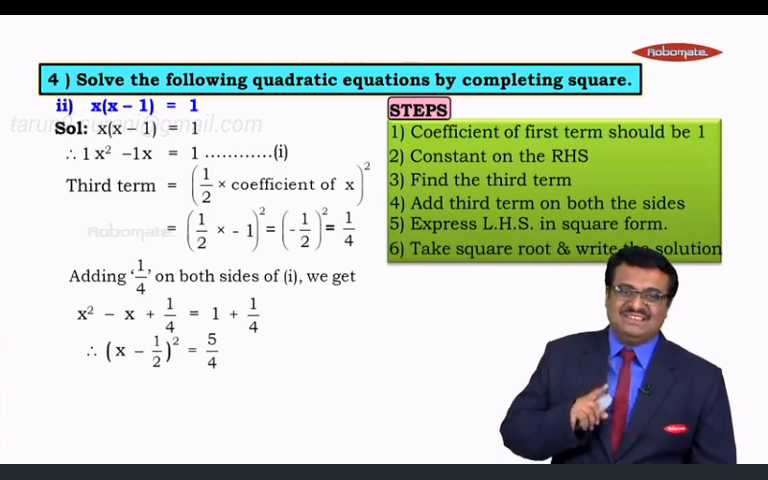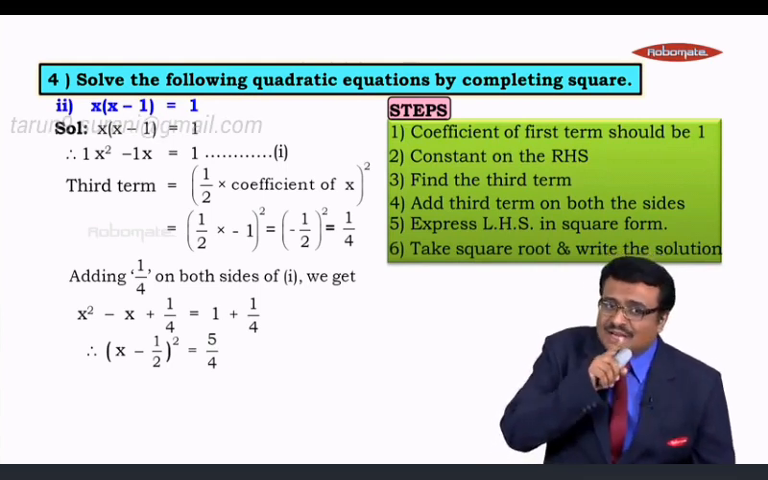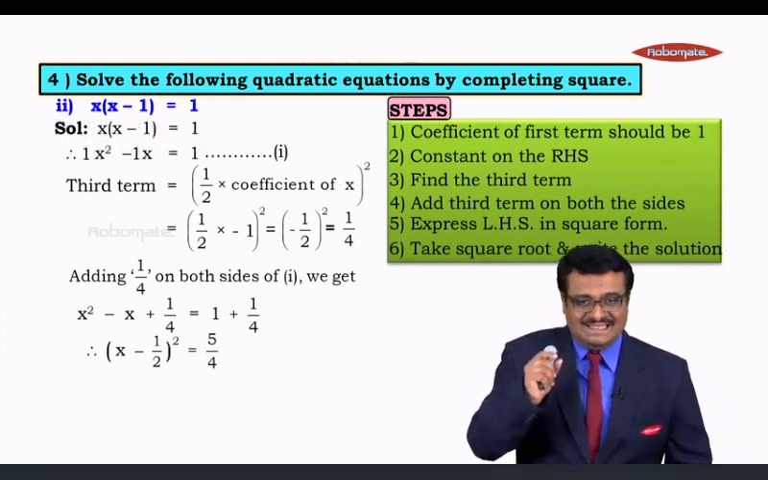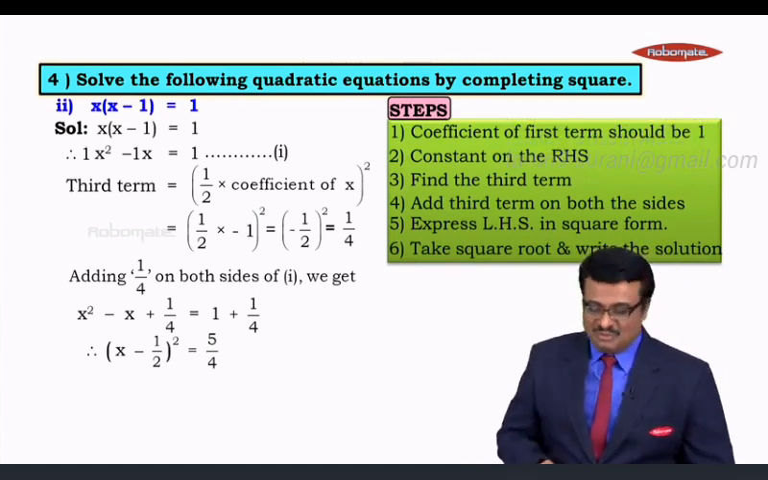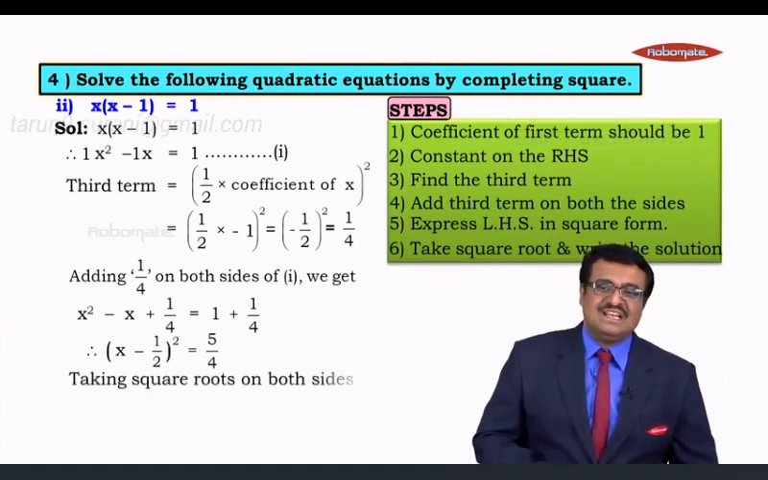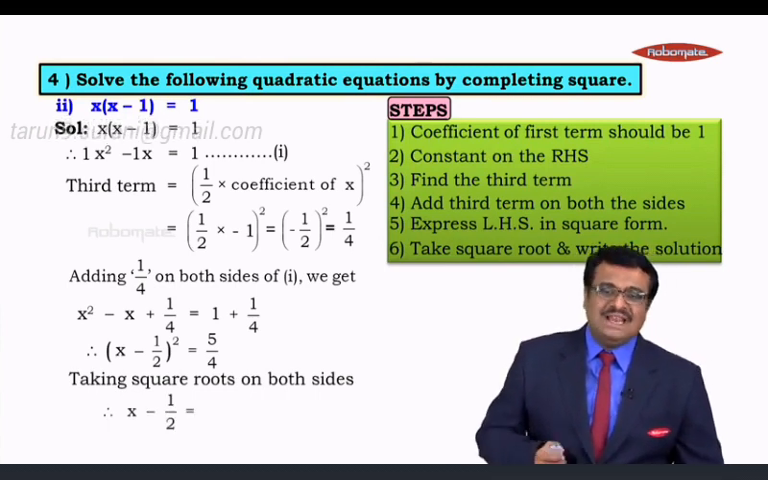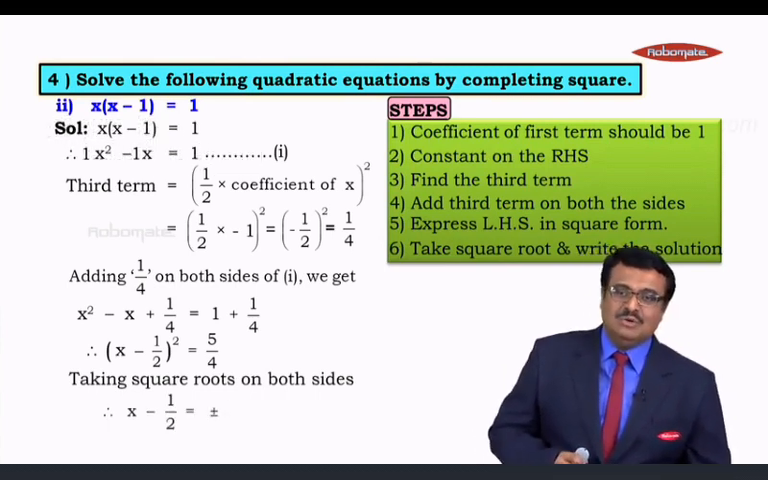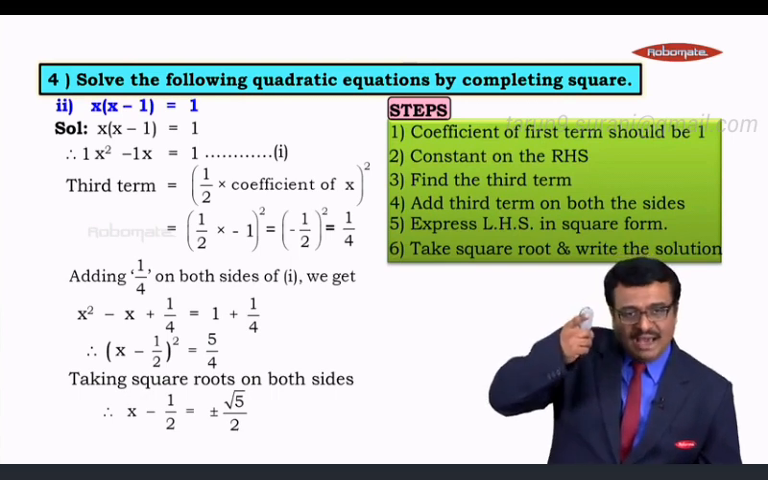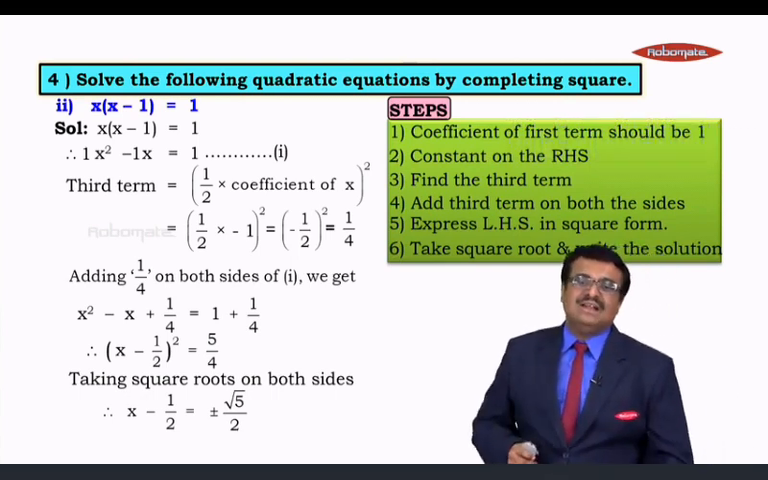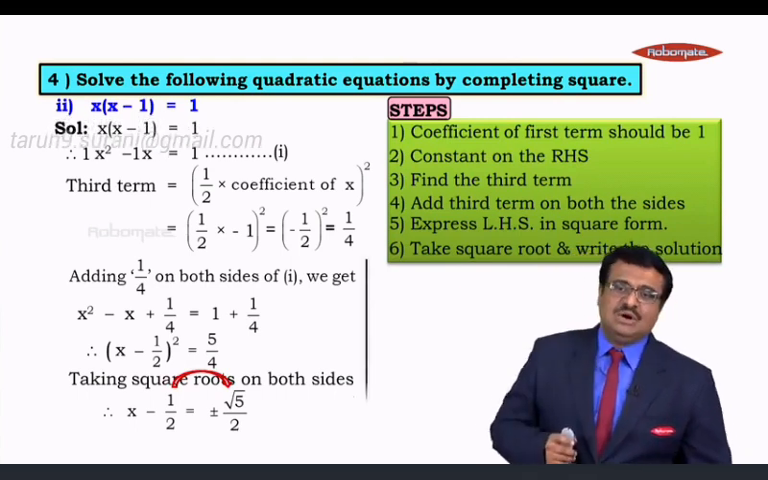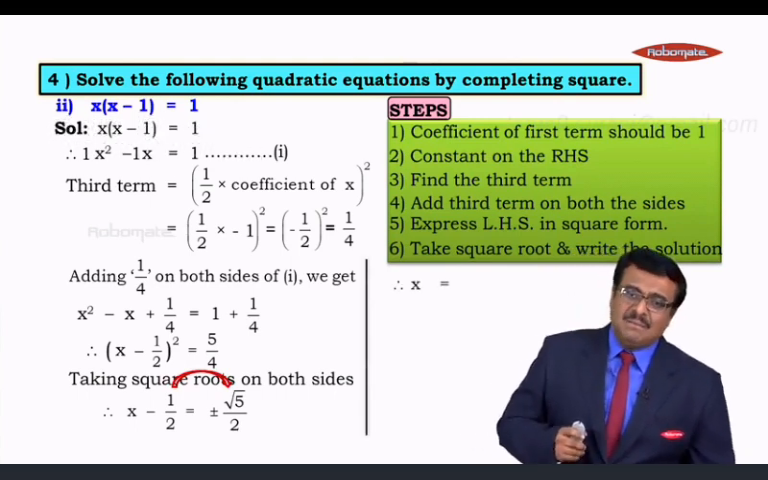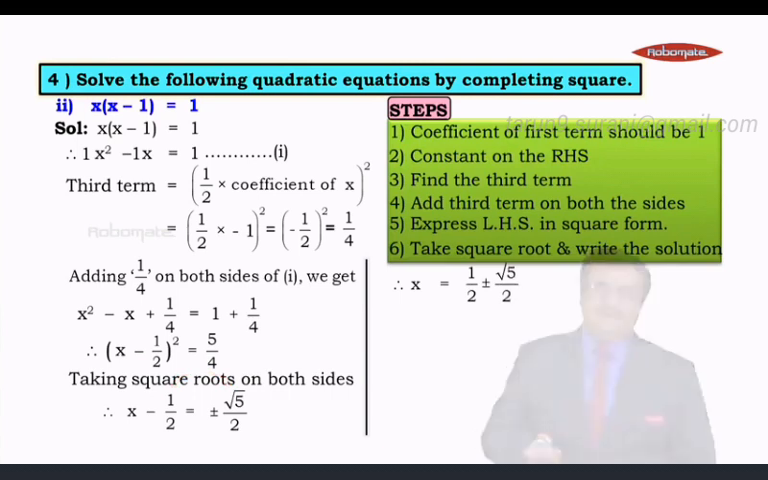The last step is take square roots and write the solution. Why to take square roots? Because we need to find the value of x, and x is inside the square. To bring it out, we need to take square roots on both sides. So when you take square roots on both sides, what you get is x minus 1 upon 2 is equal to plus or minus root 5 upon root 4. Root 4 is nothing but 2. Then minus 1 upon 2 goes to the right side. So what you get is x is equal to 1 by 2 plus or minus root 5 upon 2.